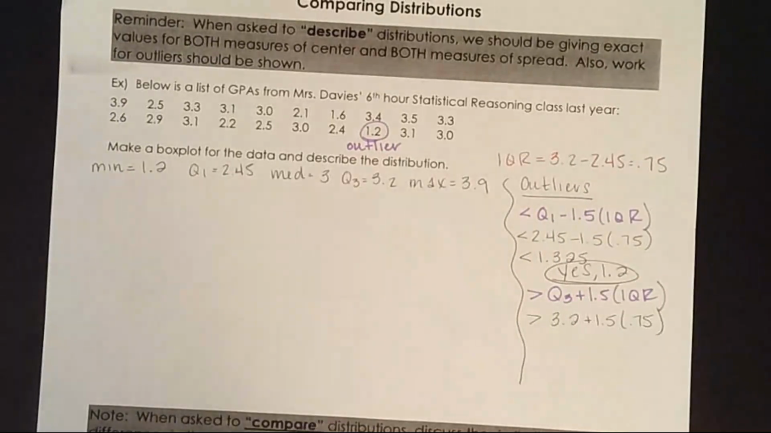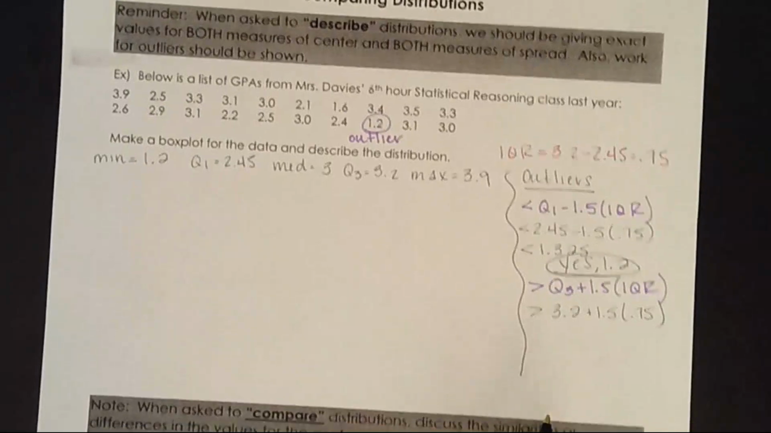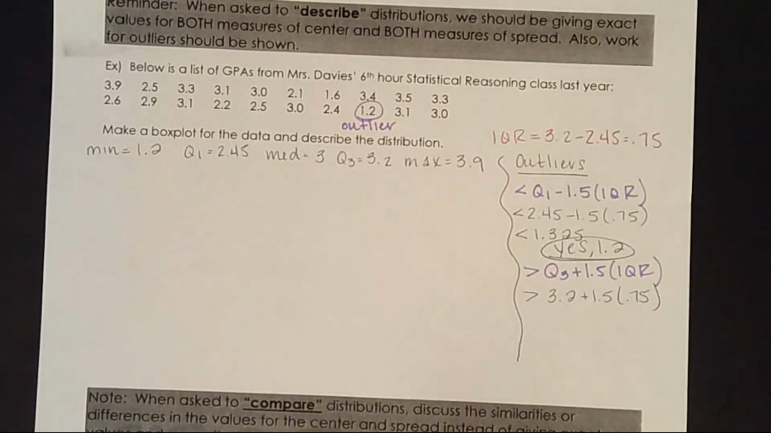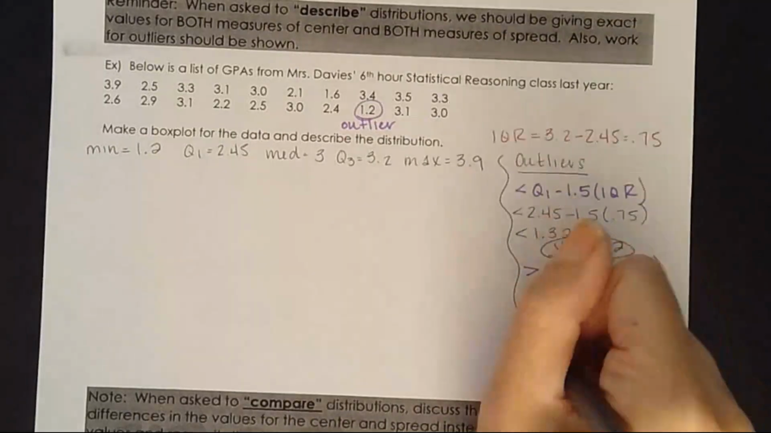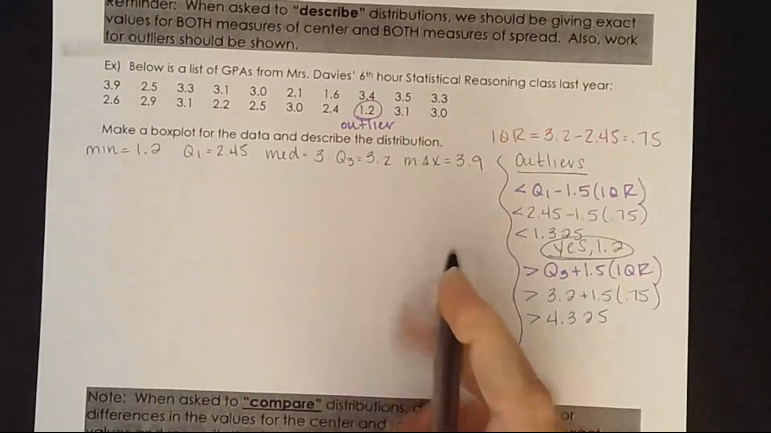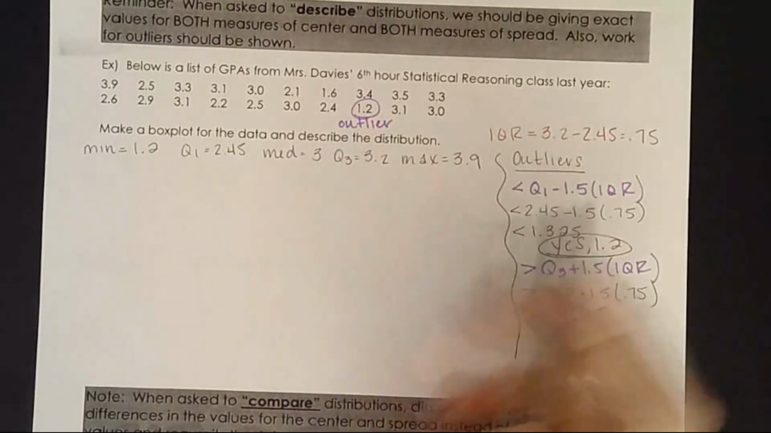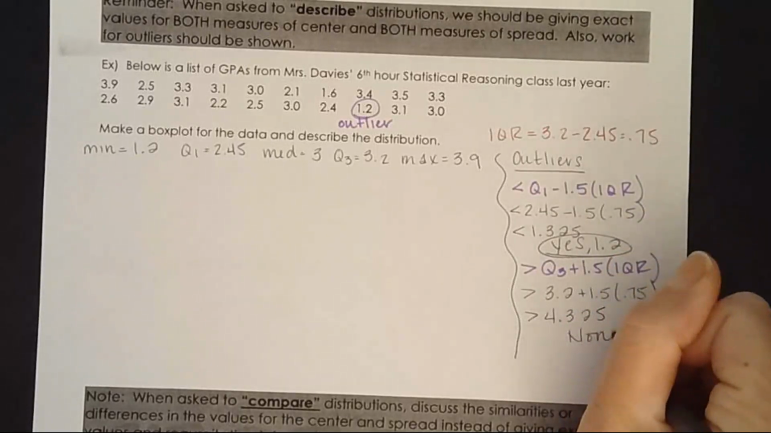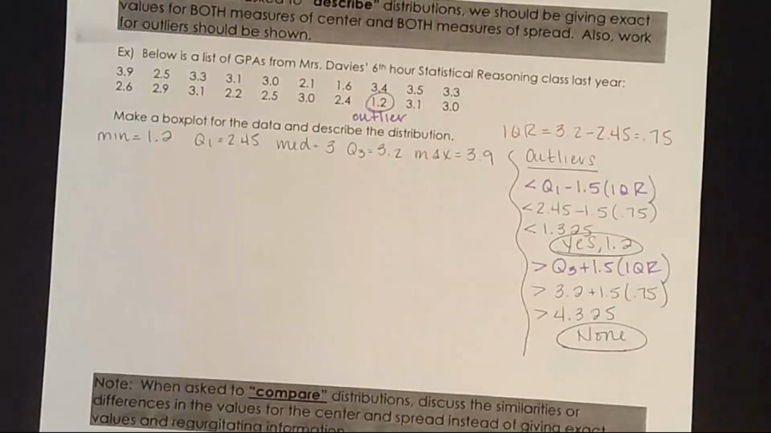Now, the upper direction. Outliers in the upper direction are greater than, what'd you get? Perfect, 4.325. Your max is 3.9, so there's no outliers in the upper direction. Questions on how I did that?